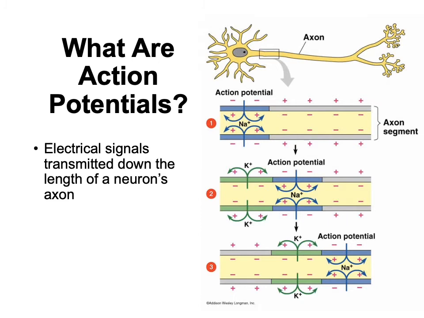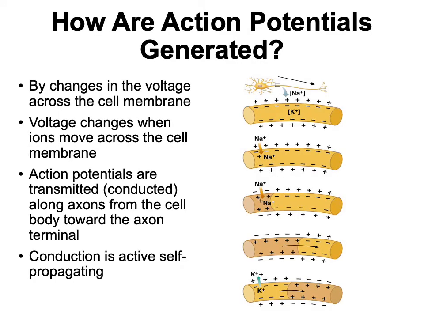What are action potentials? They are electrical signals that transmit down the length of a neuron's axon. How are action potentials generated? Well, first you have to change the voltage across the cell membrane. Voltage will change when a channel is open and sodium moves across the cell membrane to the interior, causing it to be more positive on the inside than it is on the outside. This change in voltage will change the polarity of the neuron, and once the polarity changes to where it is depolarized, it will facilitate an action potential.